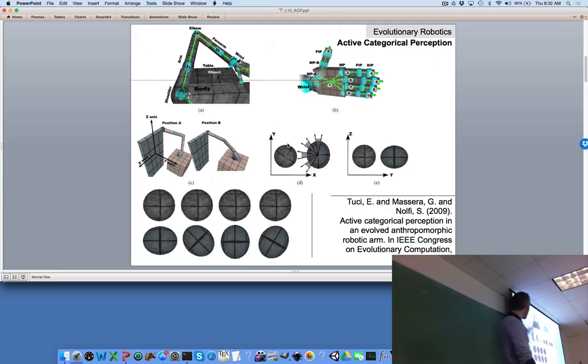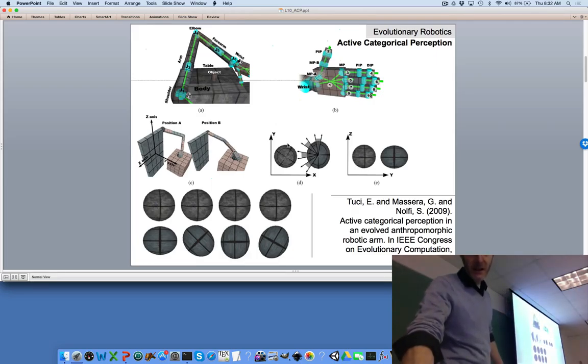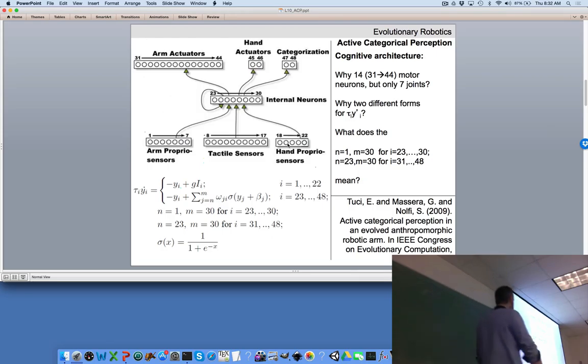As we saw last time, it's got an arm and a relatively complex hand. It has a relatively complex CTRNN. We looked at this last time. It has, however, a familiar form. We've got our sensors, hidden nodes, motor outputs, and we ended last time by talking about these two special output neurons which are used for categorization, right?